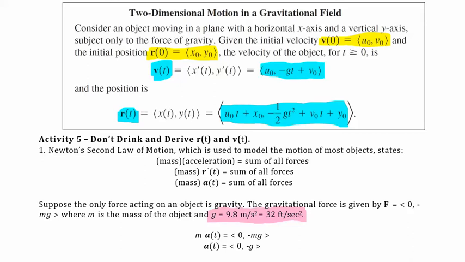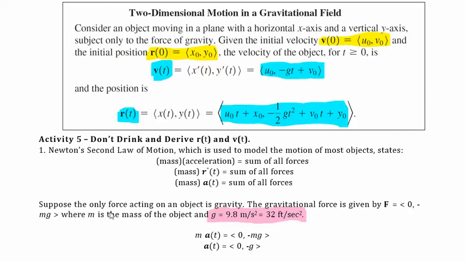All right, so Newton's second law of motion, which is used to model the motion of most objects, states that mass times acceleration equals the sum of all forces. And those of you that have dealt with physics before have probably seen this formula. So remember, acceleration is the second derivative of the position function. So we could throw that in there. And I'm just going to write that as the acceleration function right here.